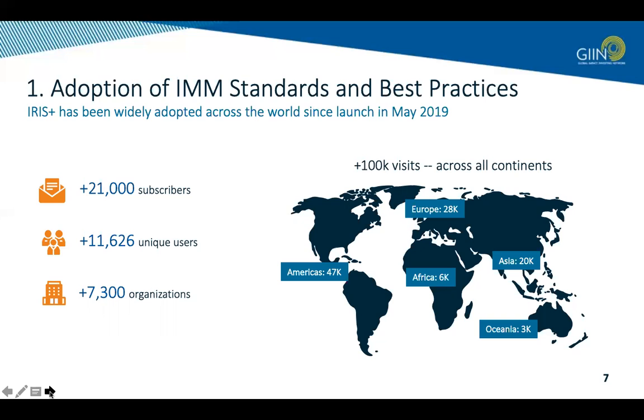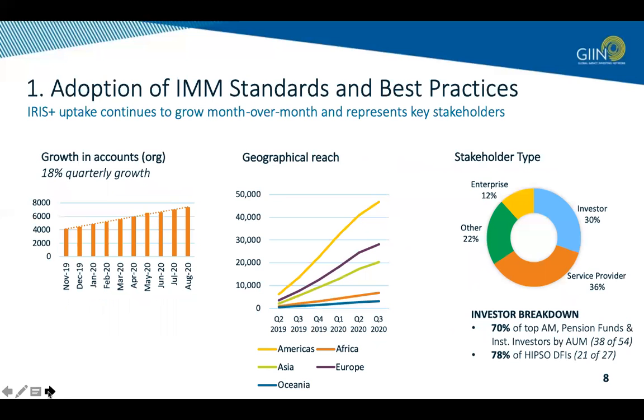You could say, well, this is great, but this is just a snapshot. How about growth? And we see that the growth of IRIS Plus continues to be consistent month over month since the beginning. If you look on the left-hand side, you see a chart. These are the growth of the organizational accounts, so IRIS Plus accounts being held by organizations. And every month we continue to see consistent growth with about 18% quarterly growth. We also see growth when it comes to the regions. You look at the graph with the colors in the middle. Every single region is showing growth in terms of coming to IRIS Plus.